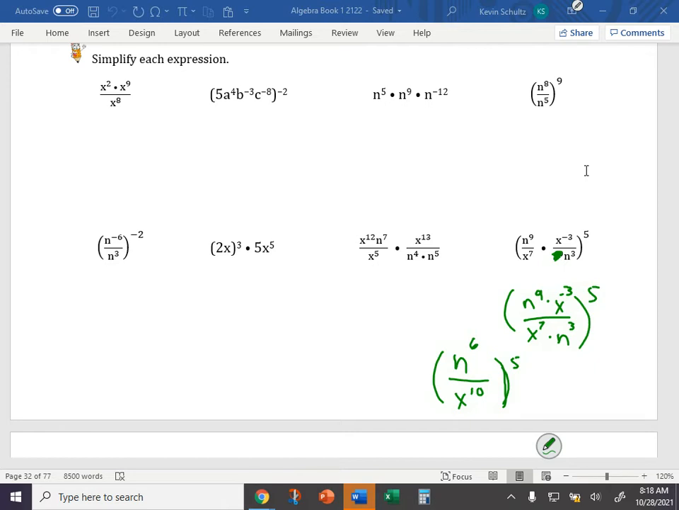Okay. Now I can distribute, Aiden? The exponent to the... Yes. Yep, distribute the 5, multiplying those powers, and we've got n to the 30th up top, and x to the 50th in the denominator. Okay? Good stuff.